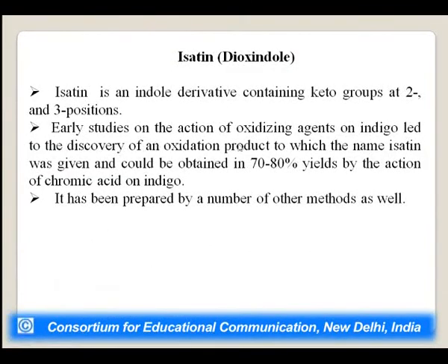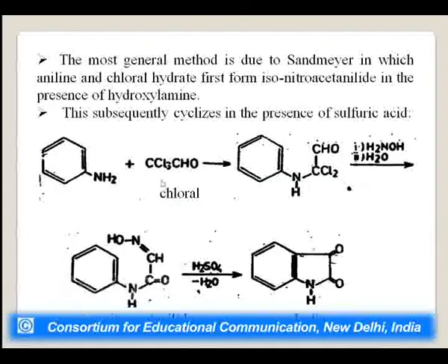Early studies on action of oxidizing agent on indigo lead to the discovery of an oxidation product to which the name isatin was given. It could be obtained in 70 to 80% by the action of chromic acid on indigo, and it has been prepared by other methods also.